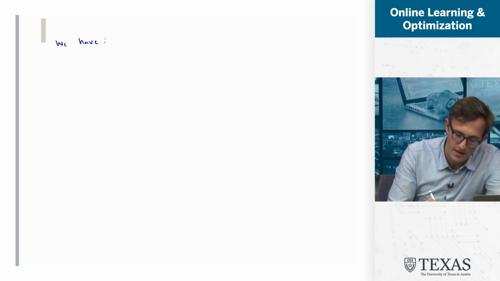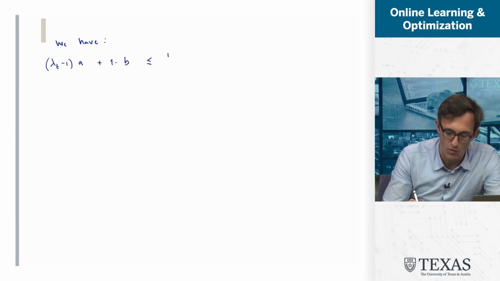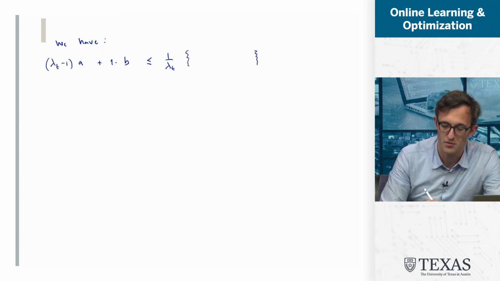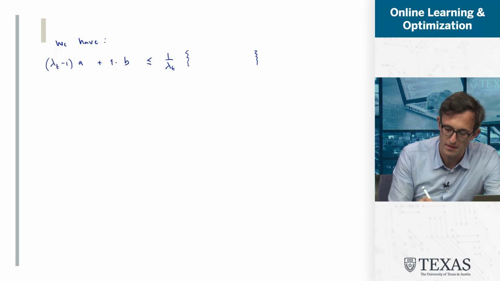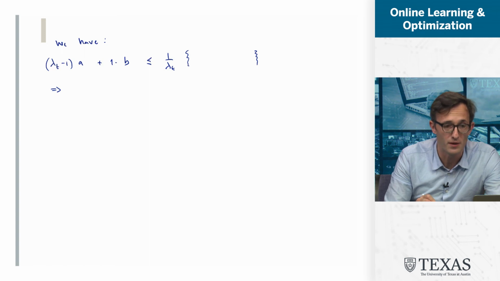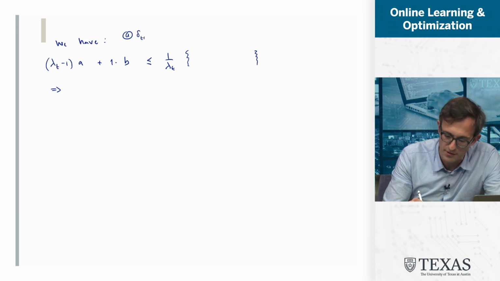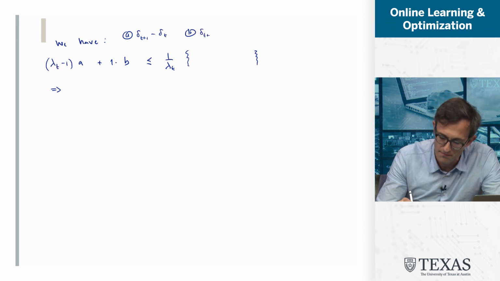Remember that we had (λ_t − 1) times a plus 1 times b was less than 1 over λ_t times a bunch of stuff. This was on the previous page. Multiplying through by λ_t, and plugging in for what a and b were, maybe I should remind you. Remember that a on the left-hand side was δ_t plus 1 minus δ_t, and b was simply δ_t plus 1.